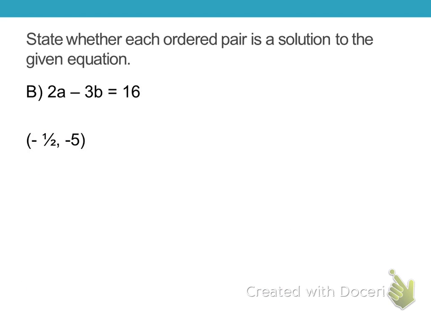All right, so here's part B. See how it's A and B now? This one's going to be A, this one's going to be B. These are always in alphabetical order. So we're going to call that A. We're going to call that B. Take the A and the B out, put the -1/2 and the -5 in. Do the math. If it's true, we say yes. If it's not true, we say no.